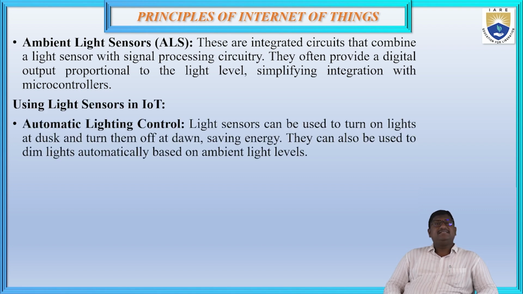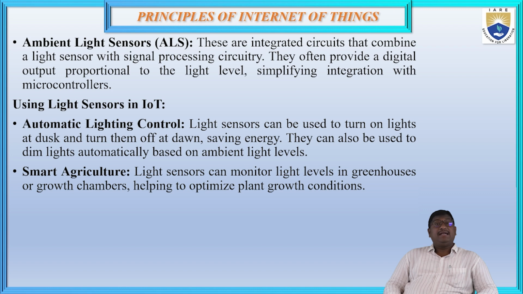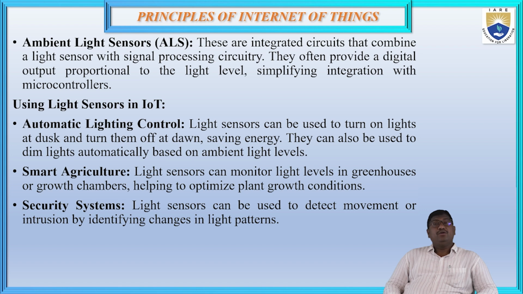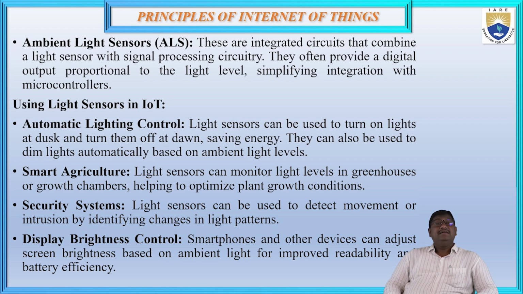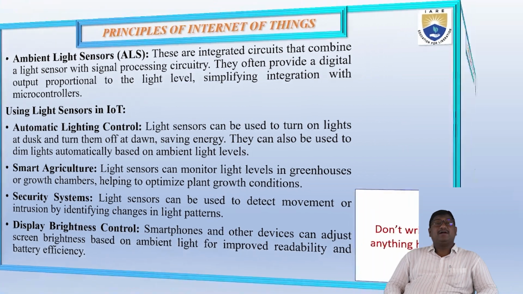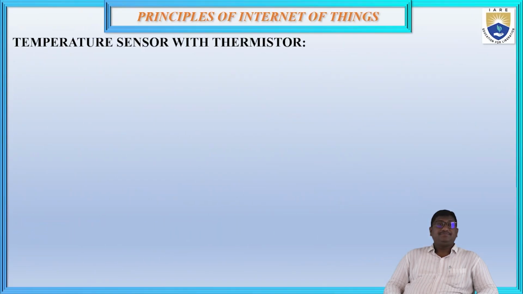By using these light sensors, automatic light controllers can turn on the lights at dusk and turn them off at dawn, saving energy. In smart agriculture, light sensors are used for greenhouses, growth chambers, etc. In security systems, light sensors are used to detect motion or intrusion by detecting changes in light patterns. For display brightness control, smartphones and other devices use light sensors.